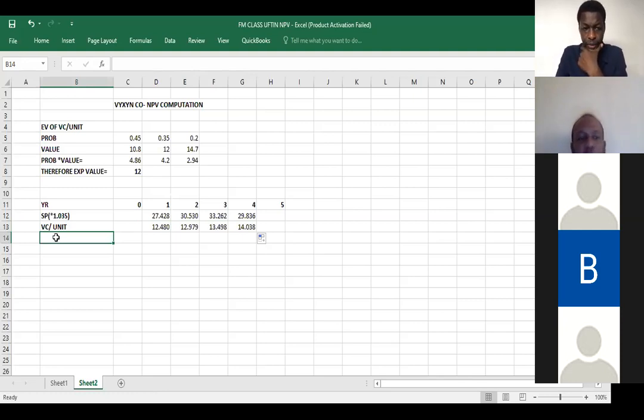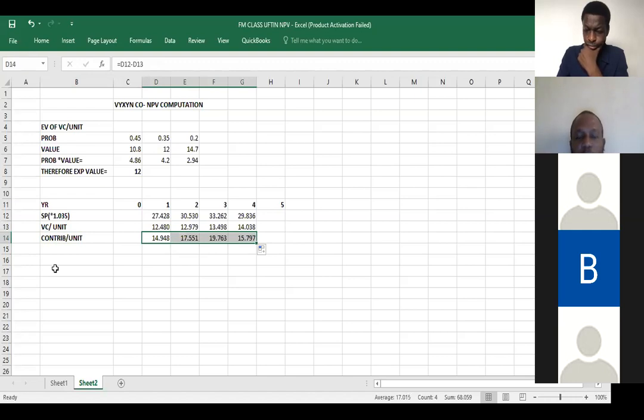So we can do our contribution per unit. So our contribution per unit will now be equal to the selling price minus our variable cost. And we get that figure, and we can drag it for all the years. And we're done with our contribution per unit. So now we get our sales volume.